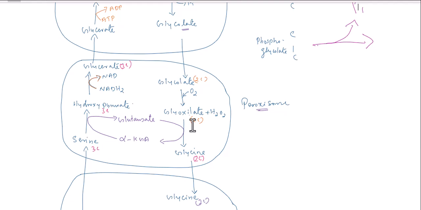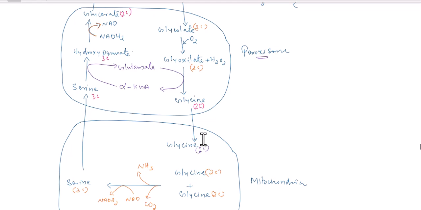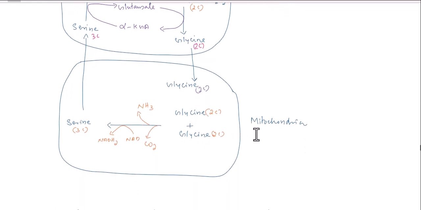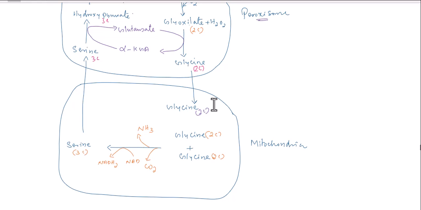The glyoxylate receives one amino group from glutamic acid, and it gets converted into an amino acid known as glycine. Then the glycine, in the next step, enters into the mitochondria, the next organelle. Glycine is a 2-carbon amino acid.